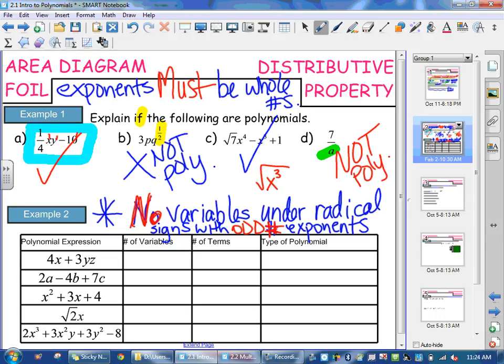Okay? Now, what if we have a term or a polynomial where we get lots and lots of terms? What if there's more than 3? We know that if there's 1, it's called a monomial. 2, a binomial. 3, trinomial. What if there's 4 or more? What do you do then? What do you call it if there's 4 or more?